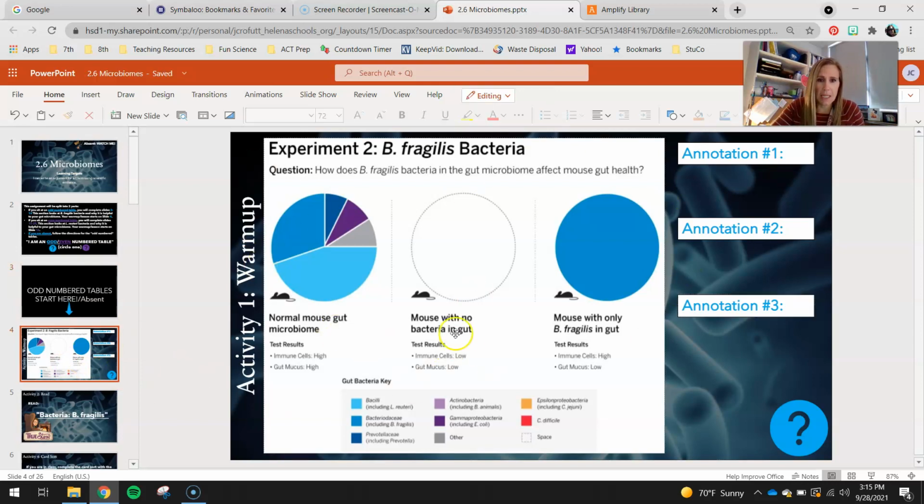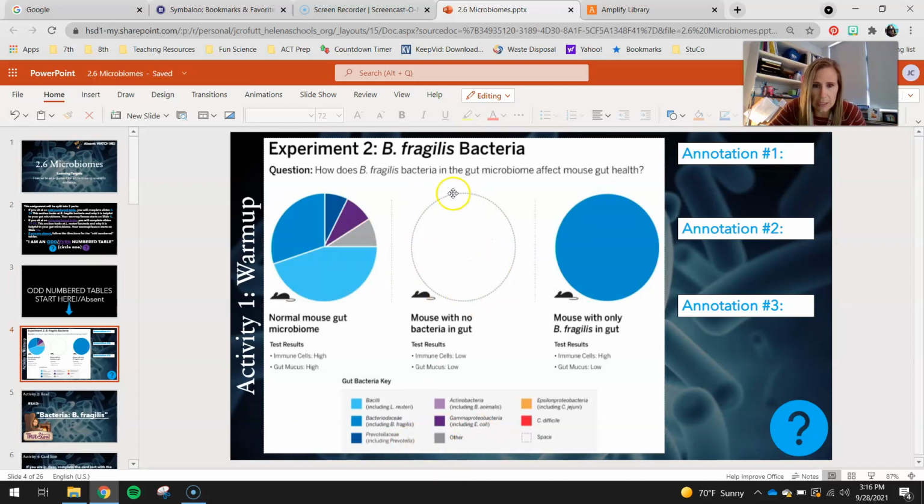For your warm-up today, you have experiment 2 with mice. It's also B. fragilis, which is the bacteria you are going to focus on today. The question is, how do B. fragilis bacteria and the gut microbiome affect a mouse's gut health? Here's a normal mouse, and you can see all the different types of bacteria: this light blue, this medium blue, this dark blue, this purple, and some other types of bacteria.